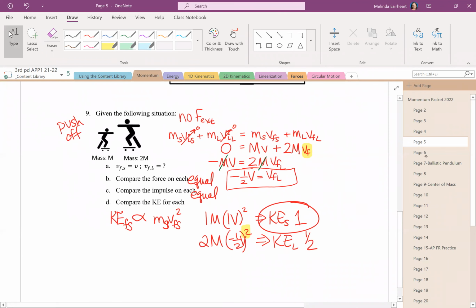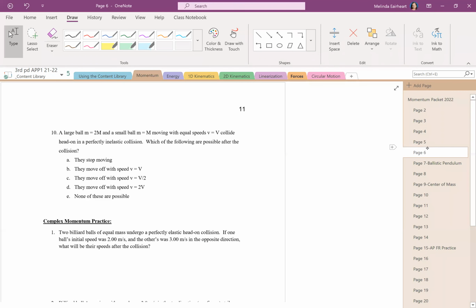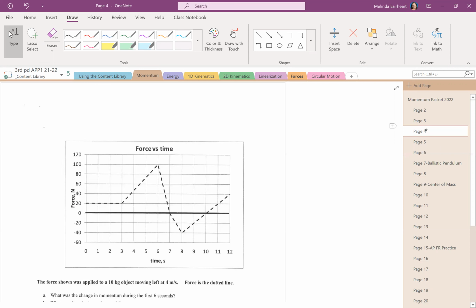So we didn't make it to page 6. Next time, when do I see you next? Not Friday, Tuesday. We will do billiard ball example, and I'll give you some bell ringer time to work on page 4, all right?